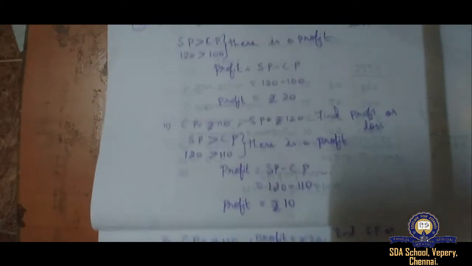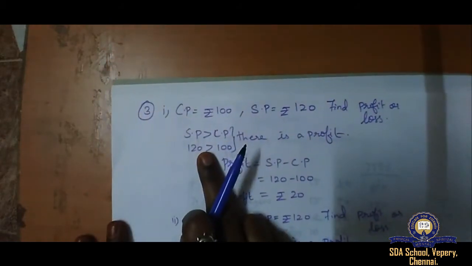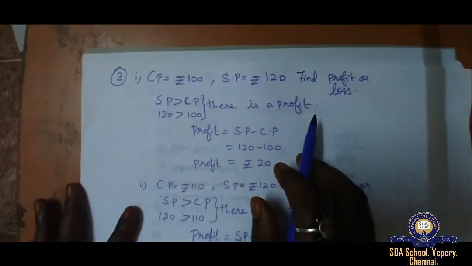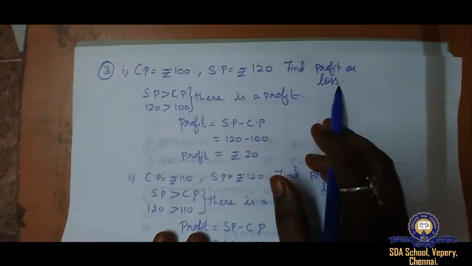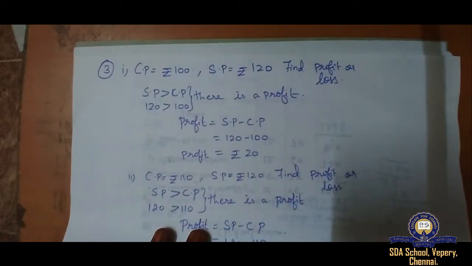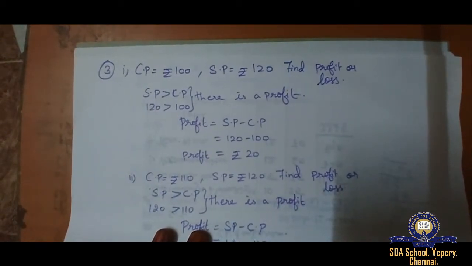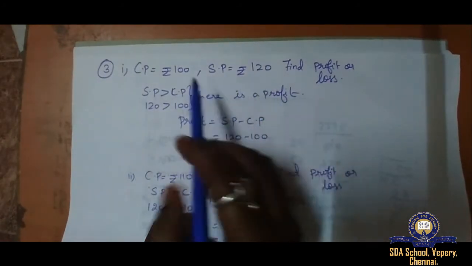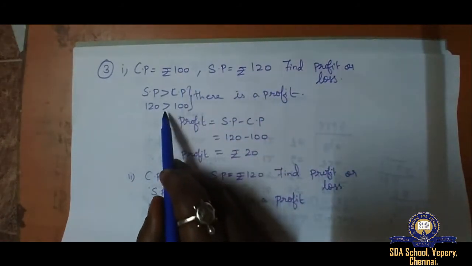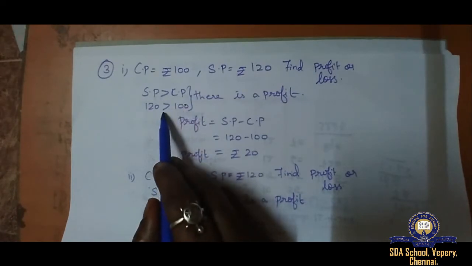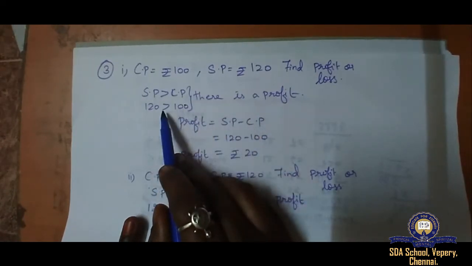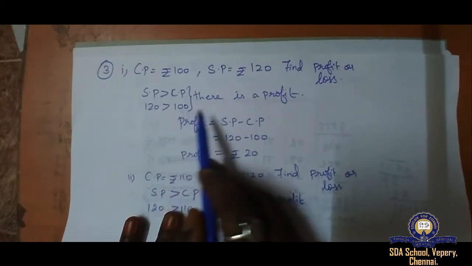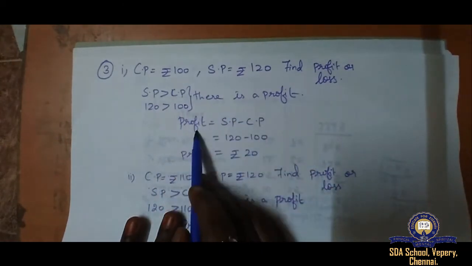So CP is 100. First question. CP is 100. CP means cost price. Selling price is 120. Find profit or loss. First we need to see whether the selling price is greater or lesser. Selling price is 120, cost price is 100. If selling price is greater, there is a profit. 120 is greater. Therefore, it is a profit.